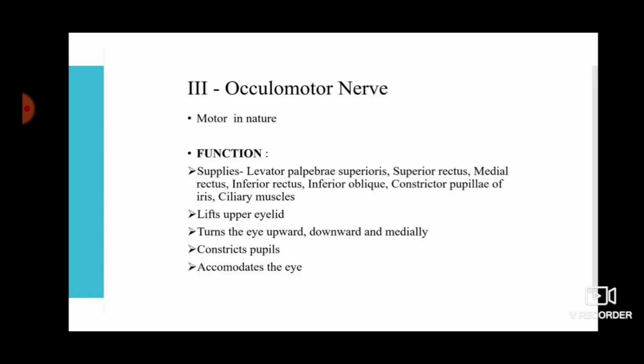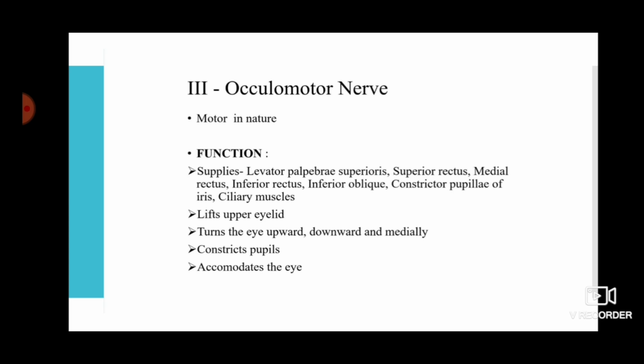Oculomotor nerve is purely motor in nature. Its function is that it supplies the levator palpebrae superioris, superior rectus, medial rectus, inferior oblique, the constrictor pupillae, and also the ciliary muscles. So this nerve supplies the following muscles, the medial rectus and inferior oblique. Its function is also to lift the upper eyelid.